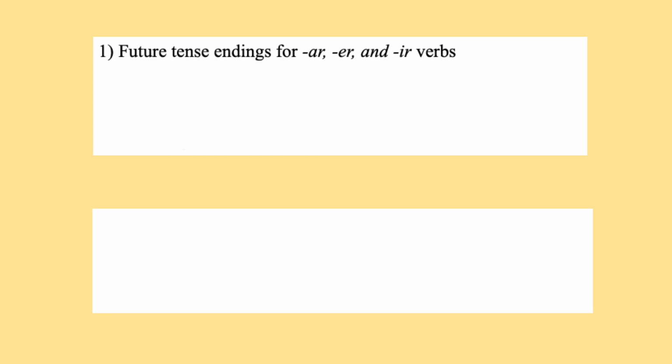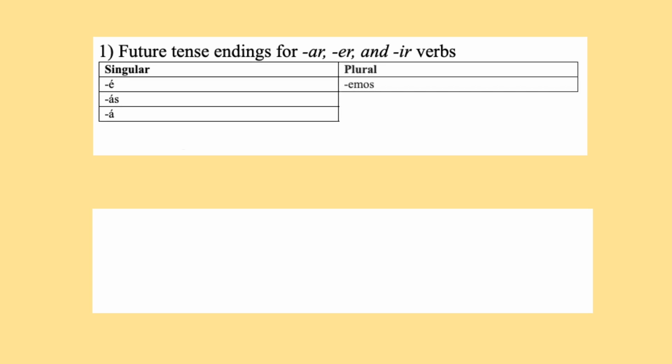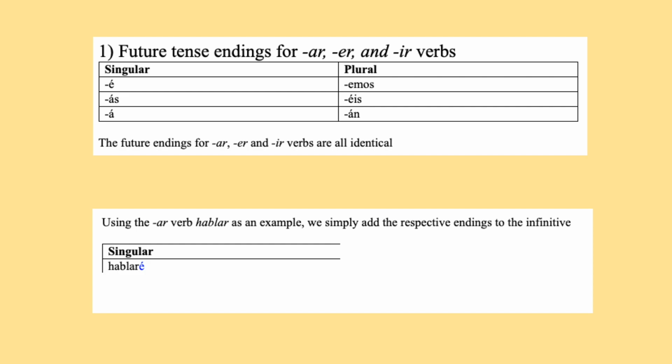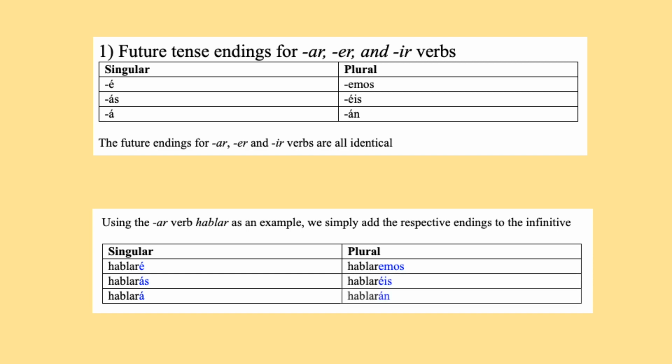All three verb groups share one set of common future tense endings. They are é, ás, á, emos, éis, án. So we're going to start off with the AR verb hablar as an example. We simply take that infinitive and add the respective endings we see above. They are hablaré, hablarás, hablará, hablaremos, hablaréis, hablarán.